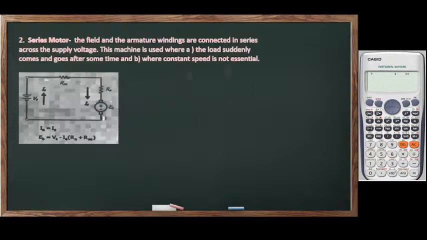Then we have the series motor. So series motor is where the field and the armature windings are connected in series across the supply. Then the machine is used where the load suddenly comes and goes after some time. So if masyadong mabilis yung variation ng load, ito yung ginagamit, series motor. And where the constant speed is not essential. Hindi kailangan yung constant na speed, so ang ginagamit is the series motor.